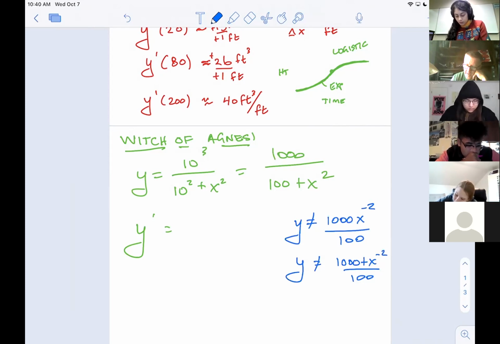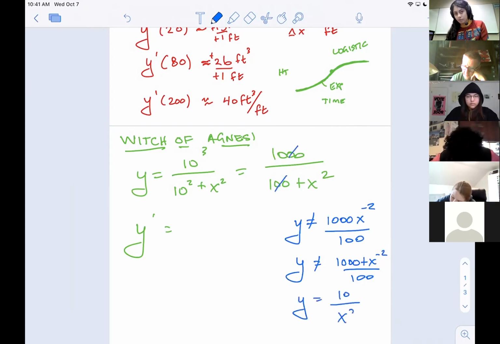Or perhaps you thought, I'll just cancel the 100 and the 1,000 so that I end up with 10 on top and x squared on the bottom. You should know that that's not true, because you're screwing up the distributive law. There are some things you could try to do to this algebraically to get it to be a little nicer. But you can probably appreciate that if that was possible, wouldn't Maria have already done it?